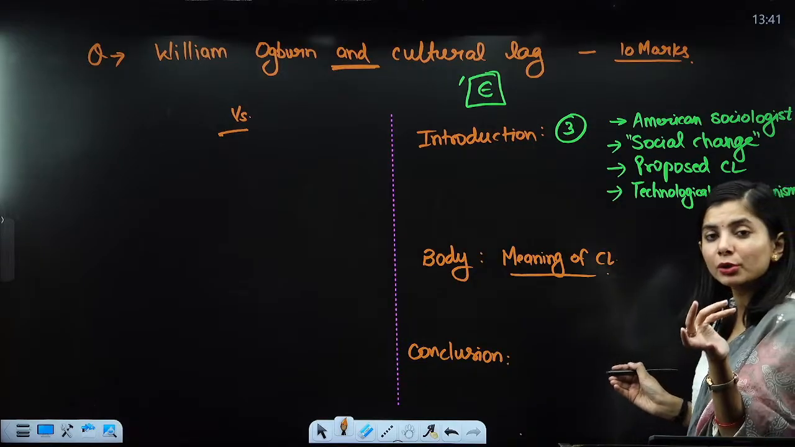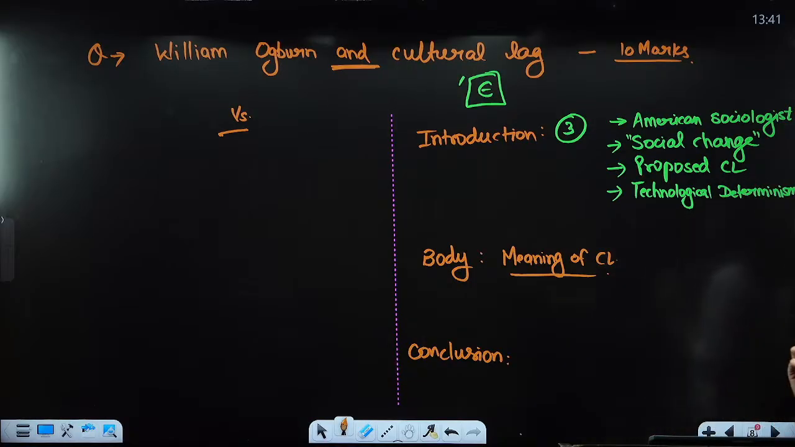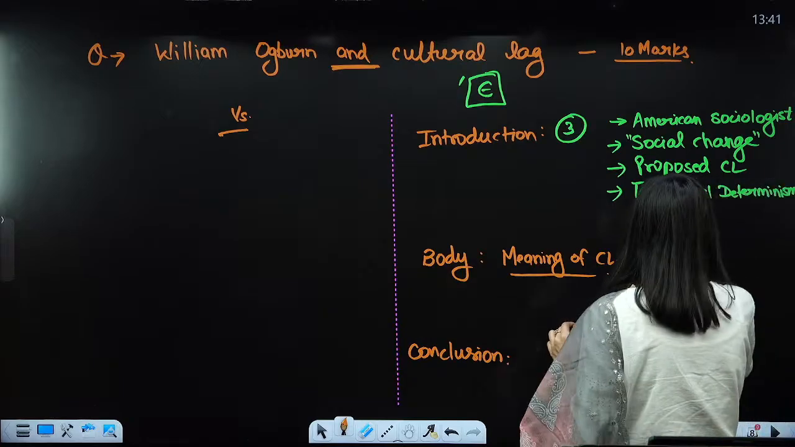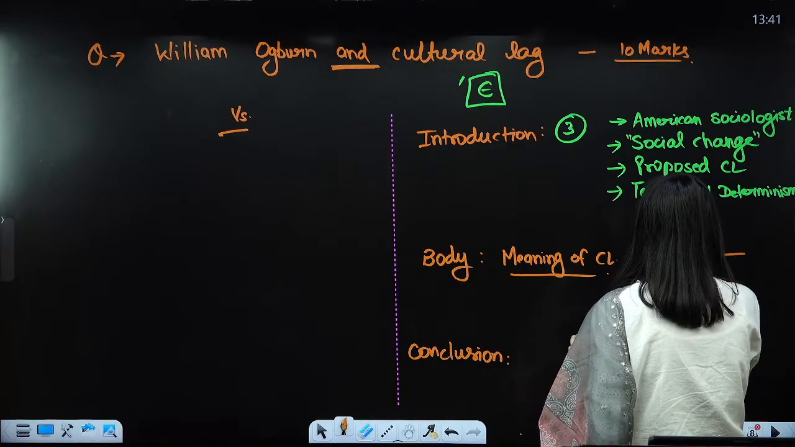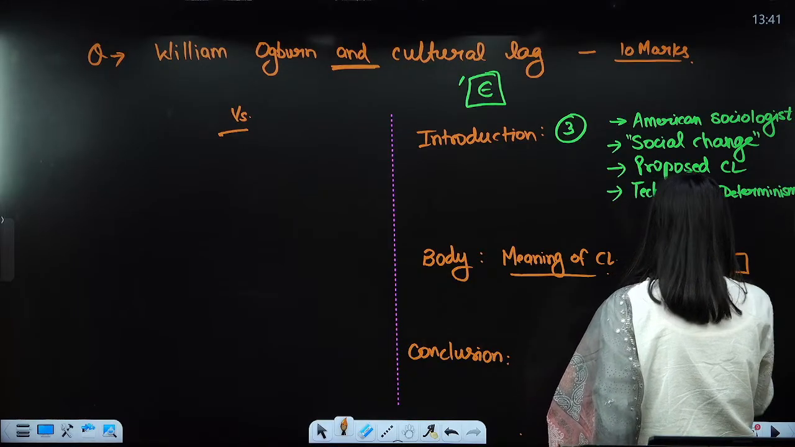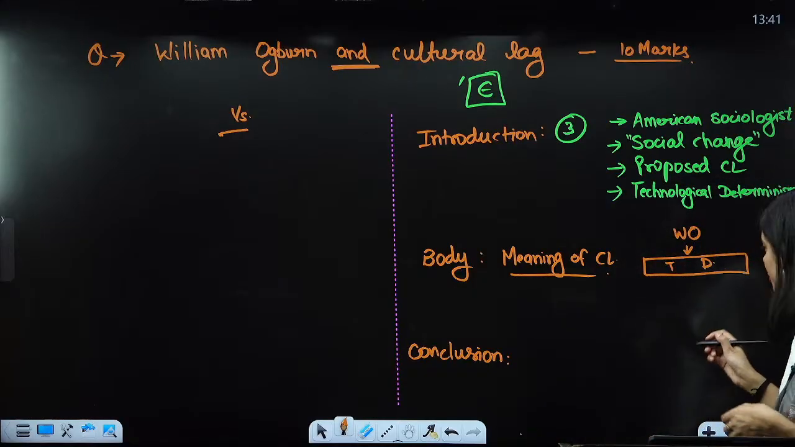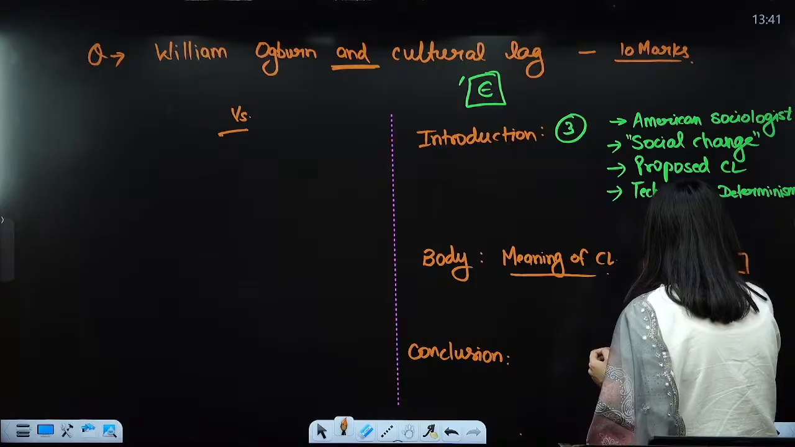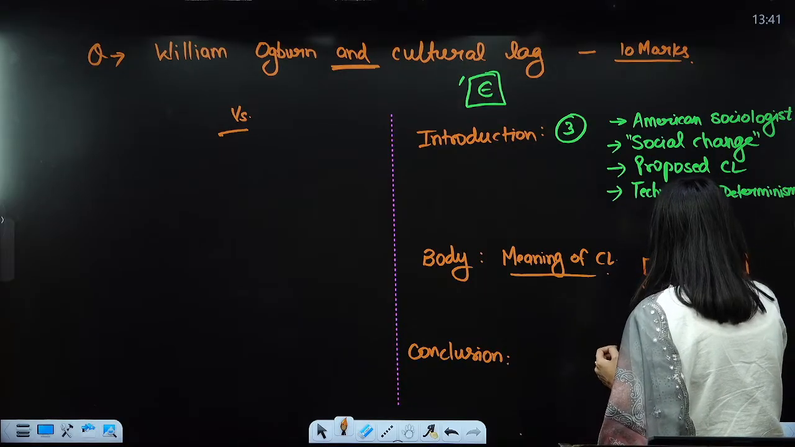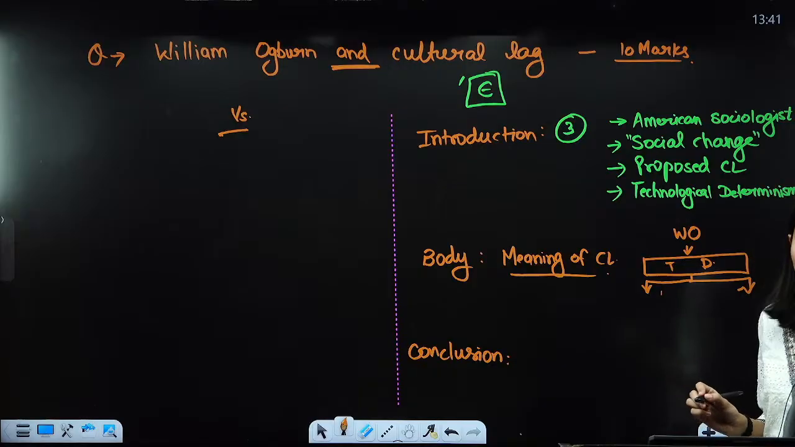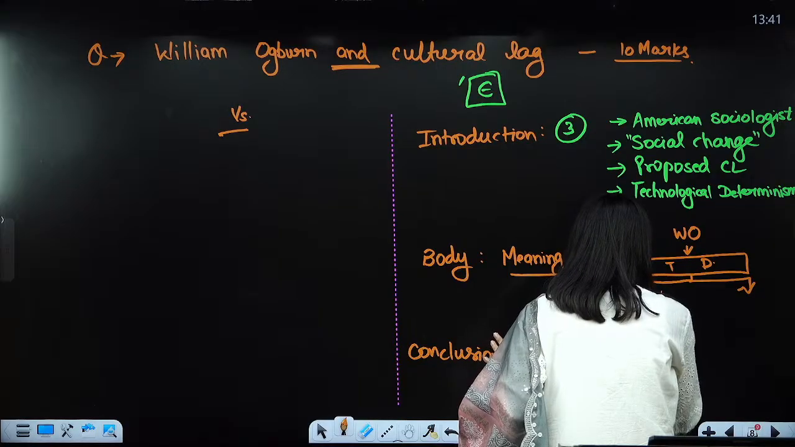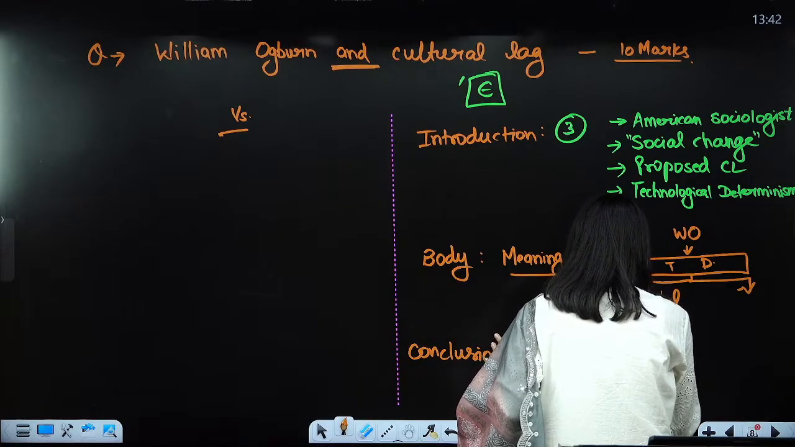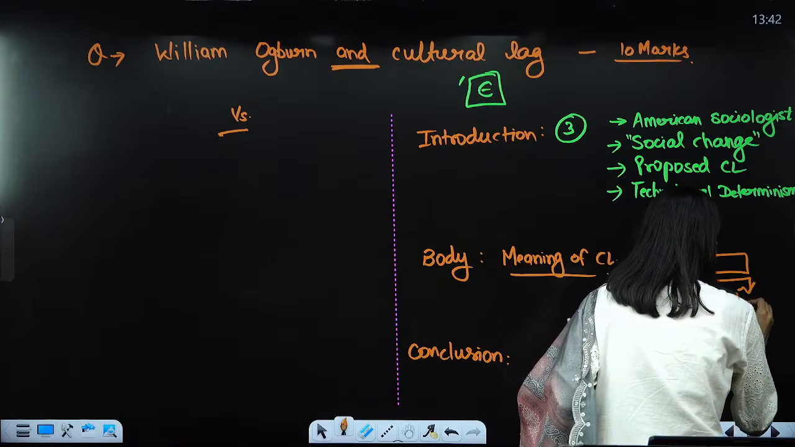And for that, we are going to take the help of the diagram. For the diagram, what we are going to do is write William Ogburn. He was a technological determinist, like he had an approach of technological determinism. And with the help of this approach, he divided the culture into two parts. One, he was talking about material culture, and one is non-material culture.